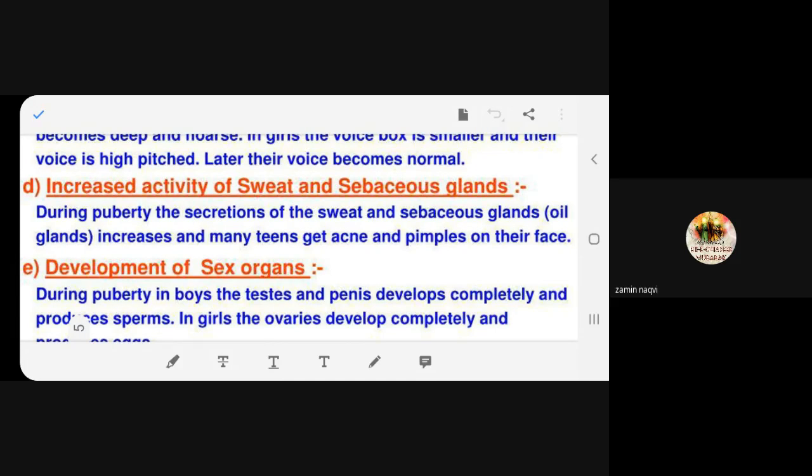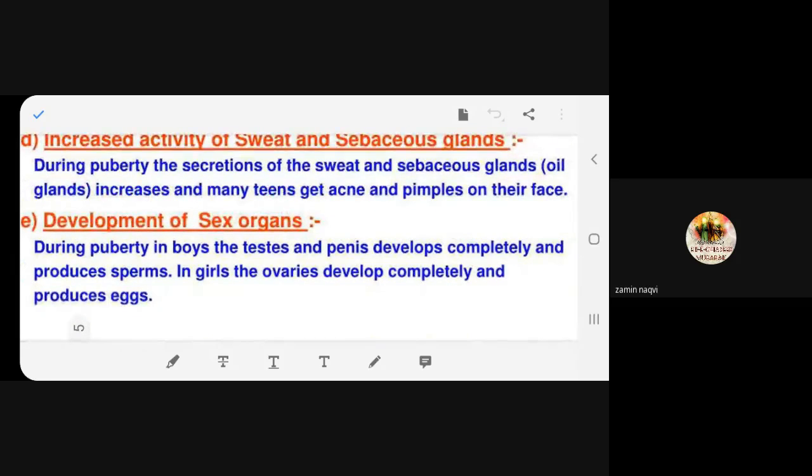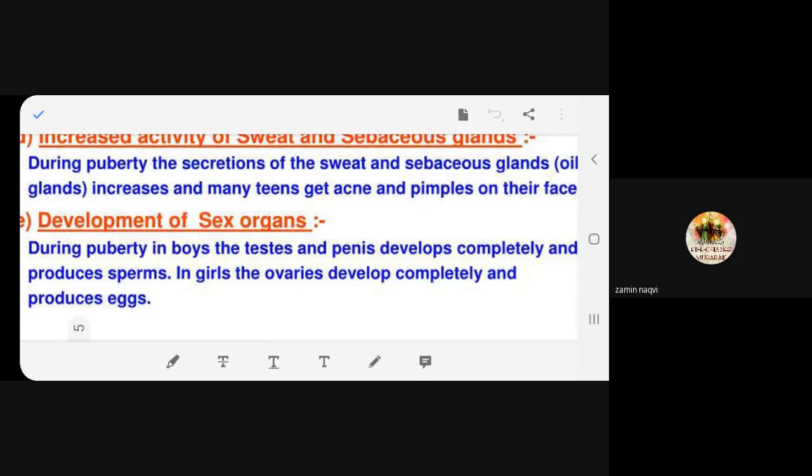Now next is development of sex organs. Read. During puberty in boys, the testes and penis develop completely and produce sperms. In girls, the ovaries develop completely and produce eggs.